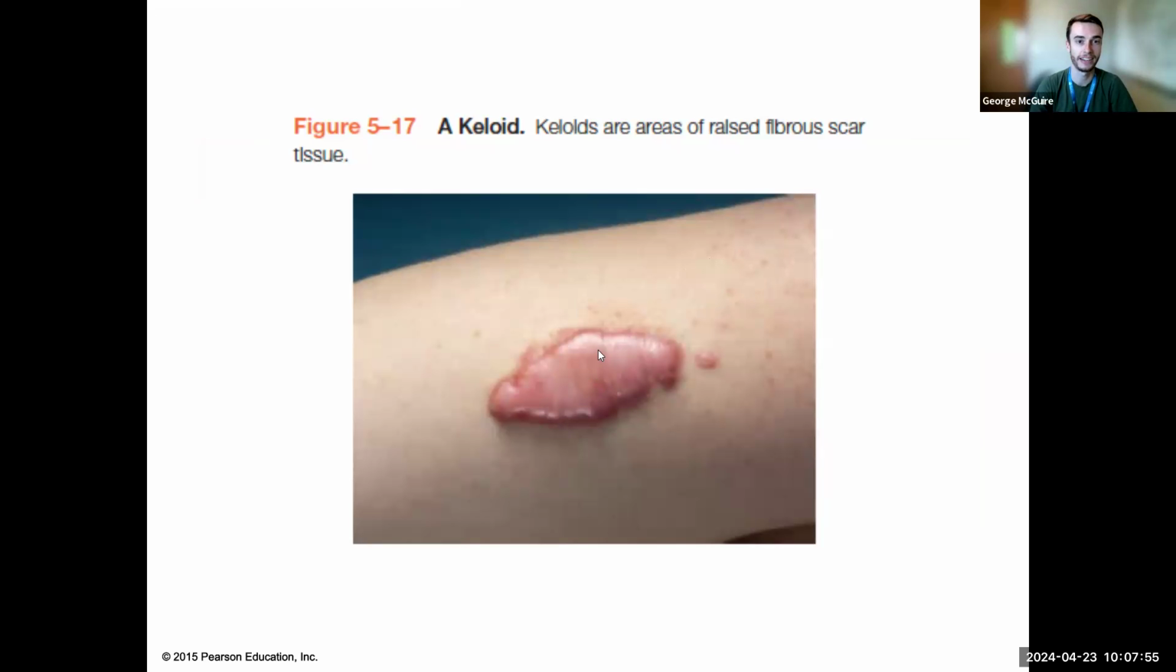So this isn't bad. This is similar to like with vitiligo. This is mainly just an aesthetic issue because this is just your skin that has extra collagen under it. So extra dermis, more than it needs, essentially, creating that bump, right? And you get that pink coloration from the underlying blood vessels that are there. It's just a raised fibrous scar tissue, but you still have epidermis above it.